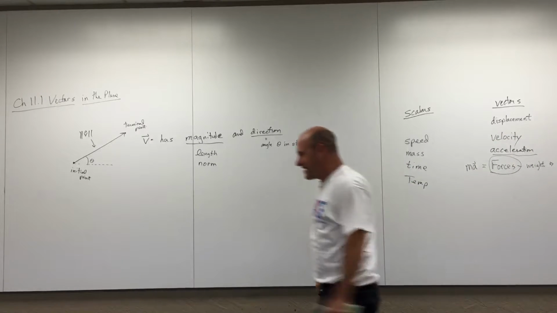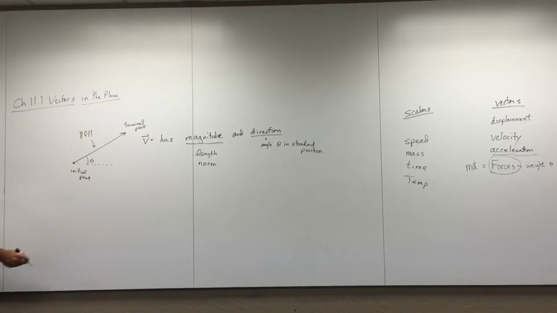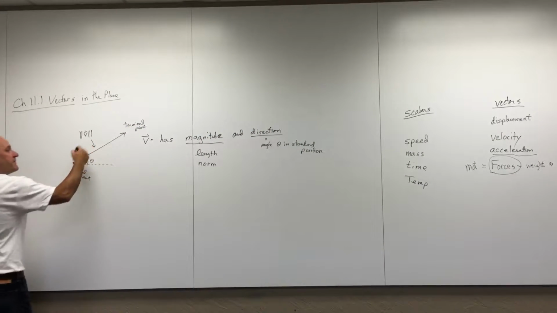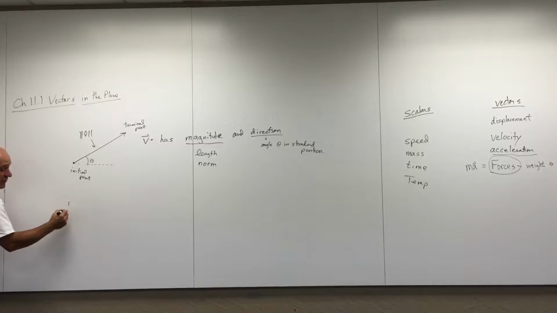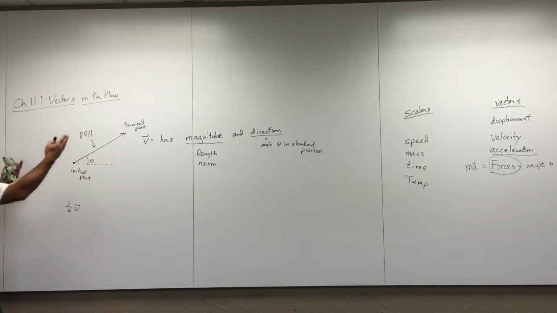Let's go back over here. If this is the vector v, I'm going to multiply a scalar times a vector. What would be half of v? If this is a picture of v, can you guess what would be half of v? Would it be half of the angle and half of the distance? Good guess, but no.